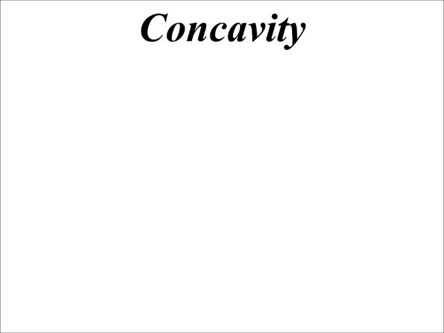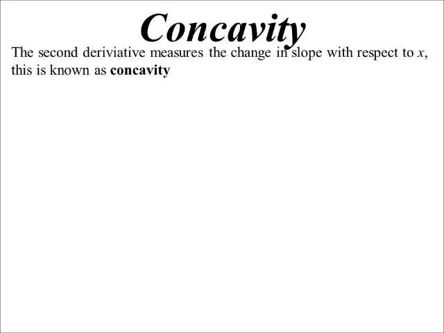We're now looking at this thing called the second derivative. And what I said before was, I guess you could say, it measures how the first derivative changes, because a derivative measures a rate of change. Well, we have a name for that, and we call that concavity. So the second derivative measures the change in the slope, and that's concavity.